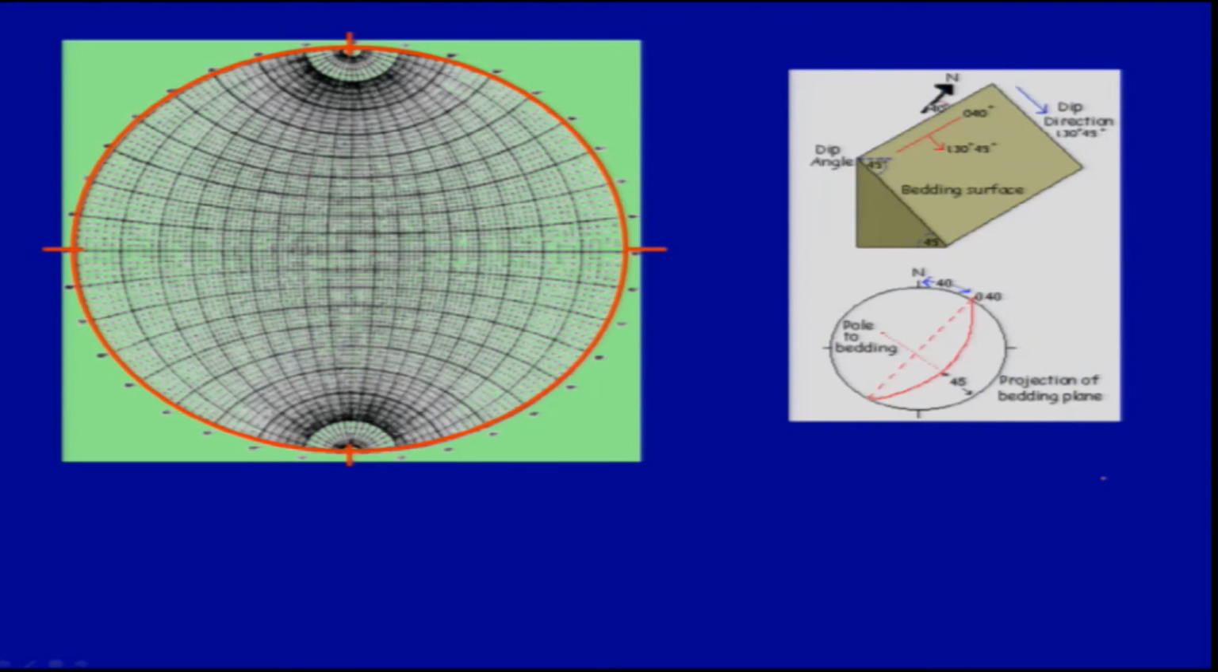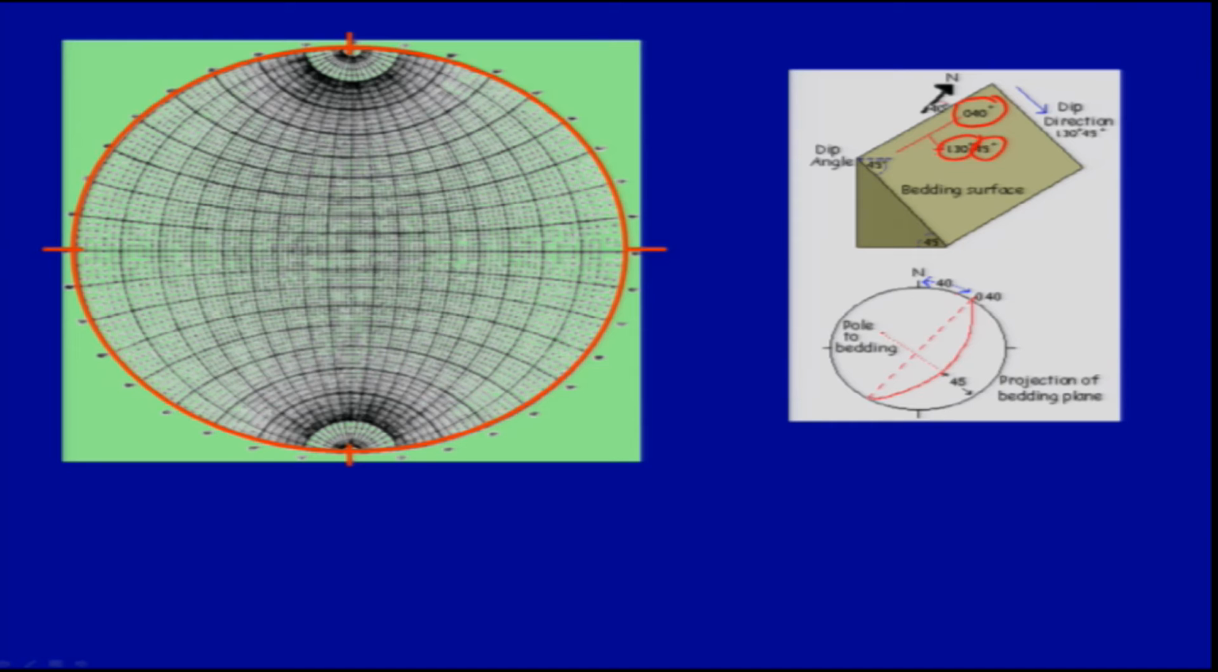Now, taking this very quickly, one exercise will be given to you. We have the attitude of one plane. For example, the strike is 40 degrees, and then we have the dip direction and the amount of dip. The amount of dip is 45 degrees, and the dip direction is 130 with respect to north. And we have this 140 degrees.